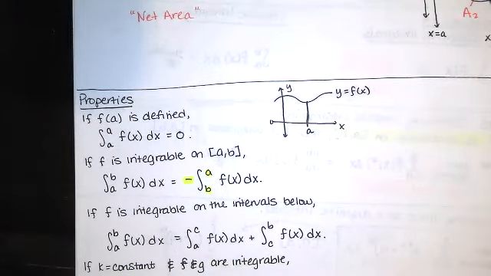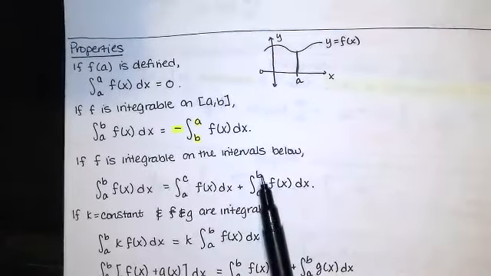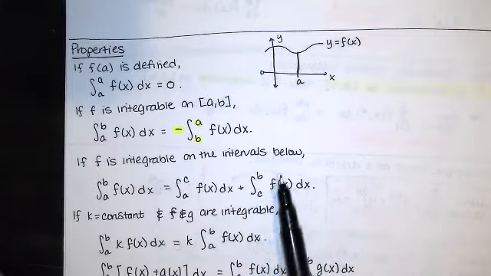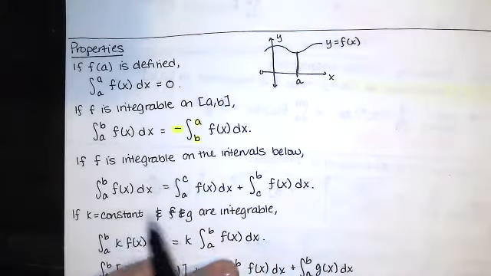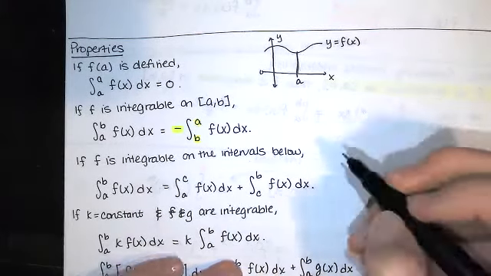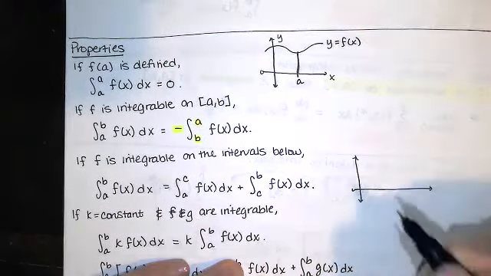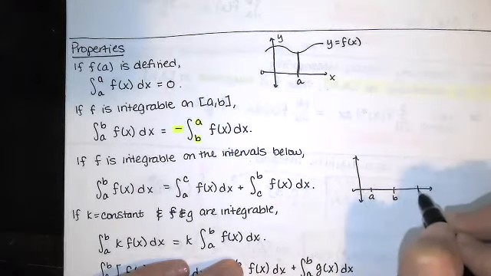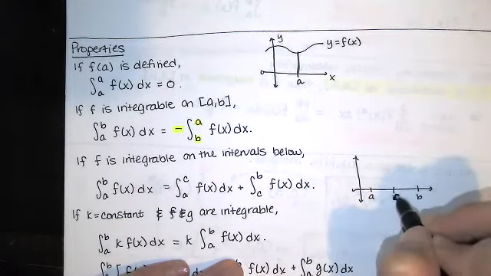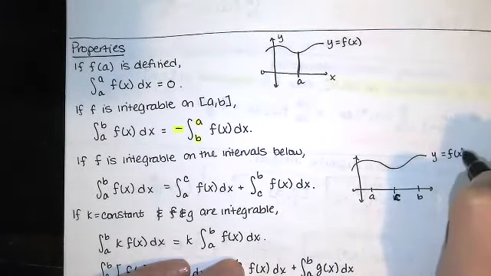Then we say, if a function is integrable on the integral from a to b, and a to c, and b to c, or c to b, it's integrable on all the intervals that are implied by these limits for x values, then this is equal to this. Now let me draw a picture for you. Let's say that x equals a is here, x equals b is over here, and c is a number in between. This is y equals f of x.